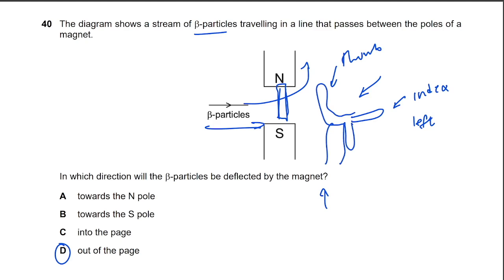But yeah, so what happens here? Your thumb will be pointing upwards. If it points upwards, that means the direction is out of the page. Okay, your index finger will point the direction of the beta particles. And then your middle finger will point from north to south, always north to south. So that will mean it is out of the page.